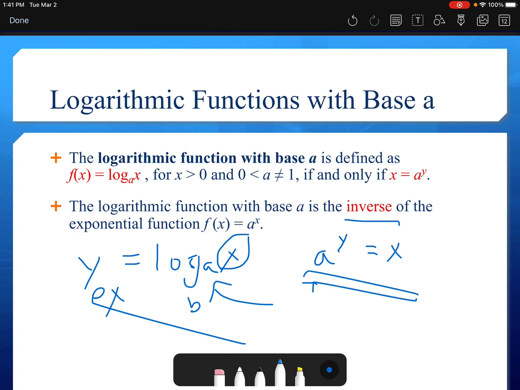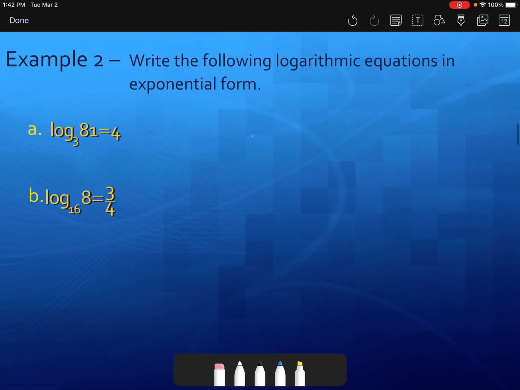So then here's our base, here's our exponent, and here's our answer. Base, exponent, answer. The log base a of the answer is our exponent. So our exponents are always the answers to logarithms. So here's an easy example to illustrate that. Log base 3 of 81 equals 4. That means base, exponent, answer: 3 to the 4th is 81. And that is true.